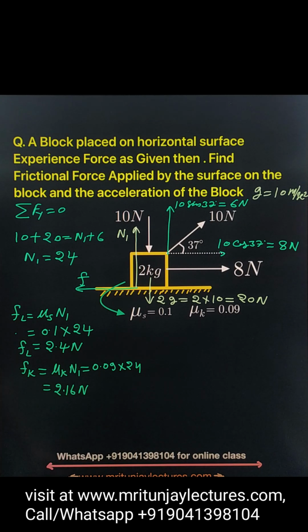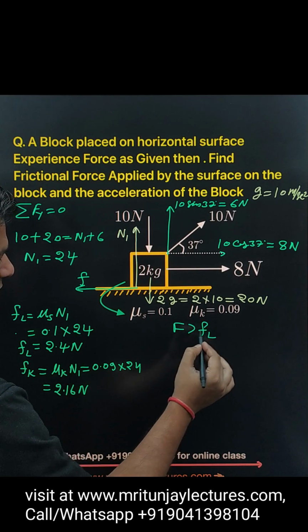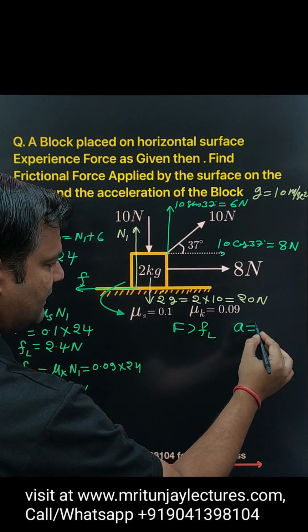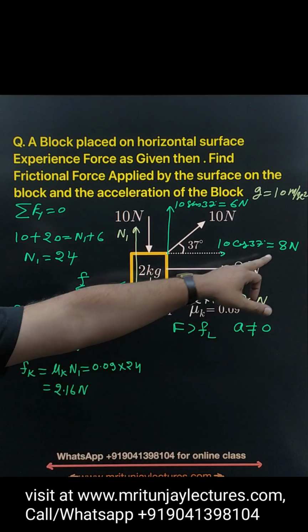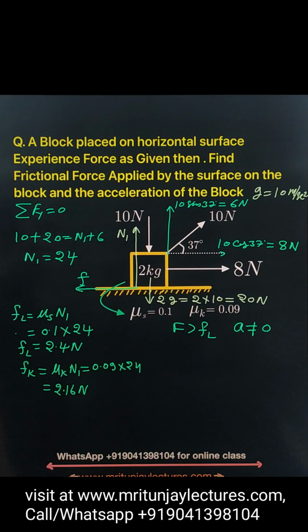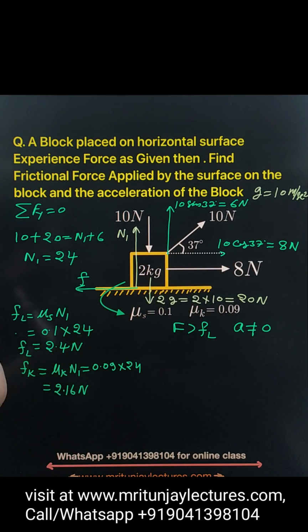Now, what about the driving force? 8 plus 8, 16. Okay, if the driving force is greater than limiting friction, then the block is moving in the positive x direction. Look here, 8 and 8, that is 16, and the limiting frictional force is 2.4. So 16 is greater than 2.4. It means this block is moving along the positive x direction. Okay, it means the acceleration of the block is not 0.